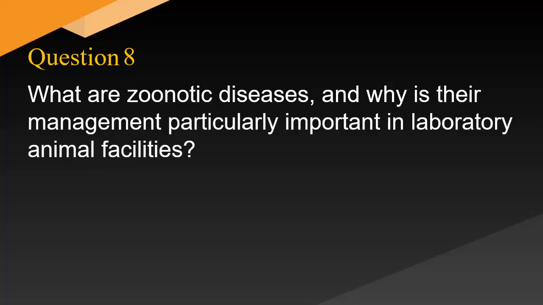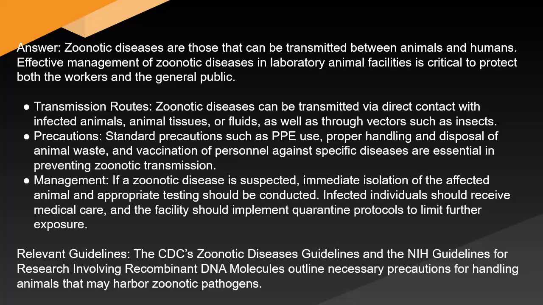What are zoonotic diseases, and why is their management particularly important in laboratory animal facilities? Answer: zoonotic diseases are those that can be transmitted between animals and humans. Effective management of zoonotic diseases in laboratory animal facilities is critical to protect both the workers and the general public. Transmission routes. Zoonotic diseases can be transmitted via direct contact with infected animals, animal tissues, or fluids, as well as through vectors such as insects.